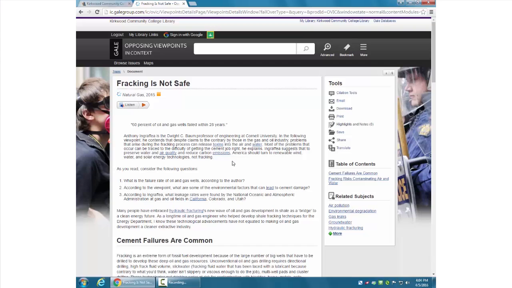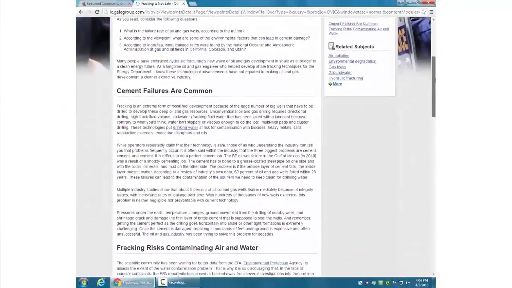Here are some questions. Failure rates. What does the evidence show? Some of the factors that can lead to cement damage, because we might think, if we know what these factors are, how likely are they? And then leakage rates found by the National Oceanic and Atmospheric Administration at gas and oil fields in California, Colorado, and Utah. So look at his evidence. All right.